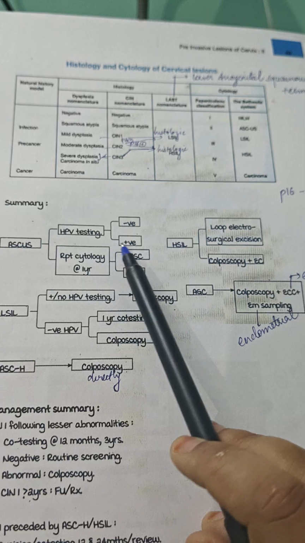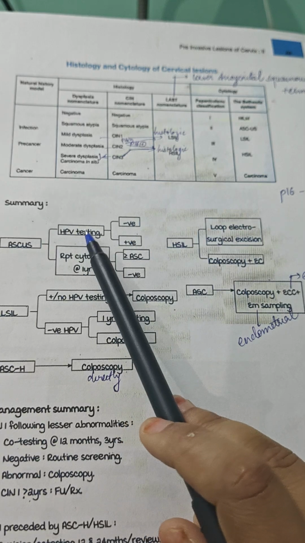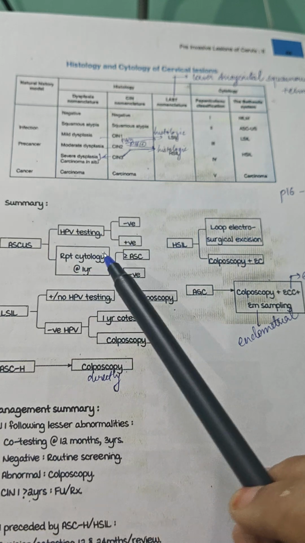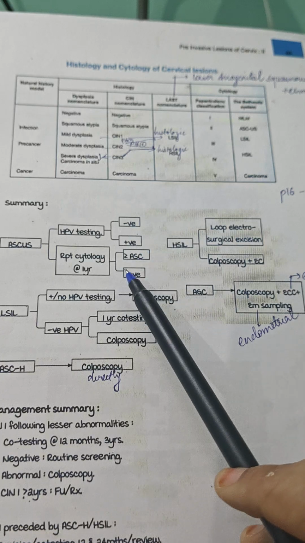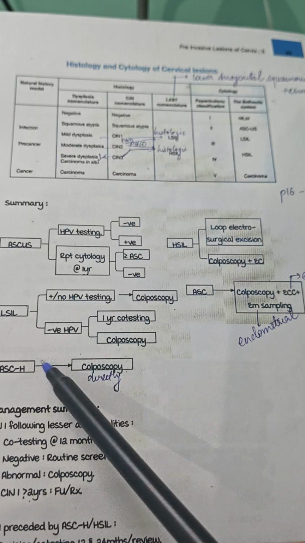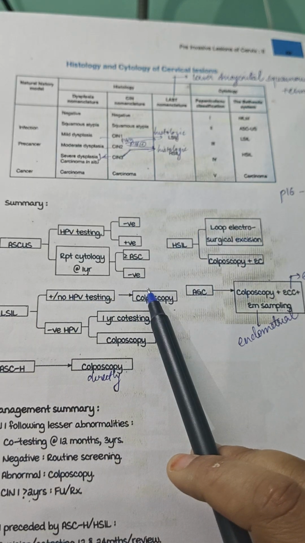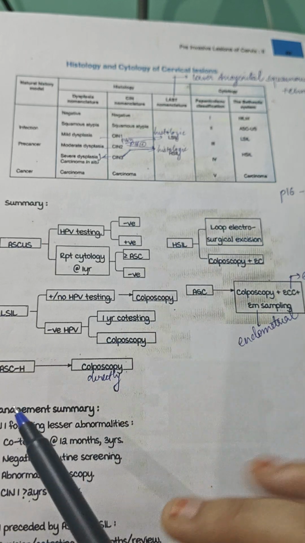And if the patient does not have the availability of HPV DNA testing, then repeat cytology at 1 year can be done. And if the lesion is more than ASC, then manage accordingly. And if it is negative, then routine screening is recommended. For LSIL, positive or no HPV DNA testing, you can directly go for colposcopy, and if HPV is negative, then co-testing or colposcopy can be done.